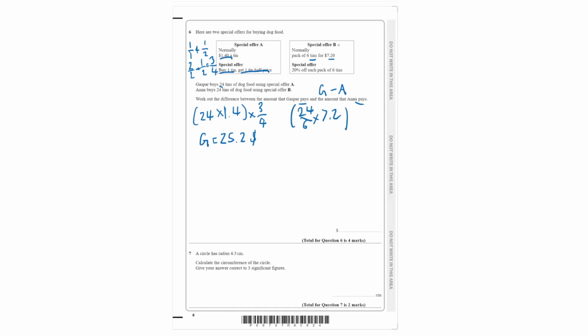On top of that, she gets 20% off on each pack of 6 tins. We know that 100% is a full amount. So 100 minus 20 is simply equal to 80. And since this is a percentage, we can write this as 80 over 100. Or we can write this as 8 over 10. Or we can write this as 4 over 5. And now that we know that she only pays 4/5, we can multiply this by 4 over 5 to find out the total value Anna pays.